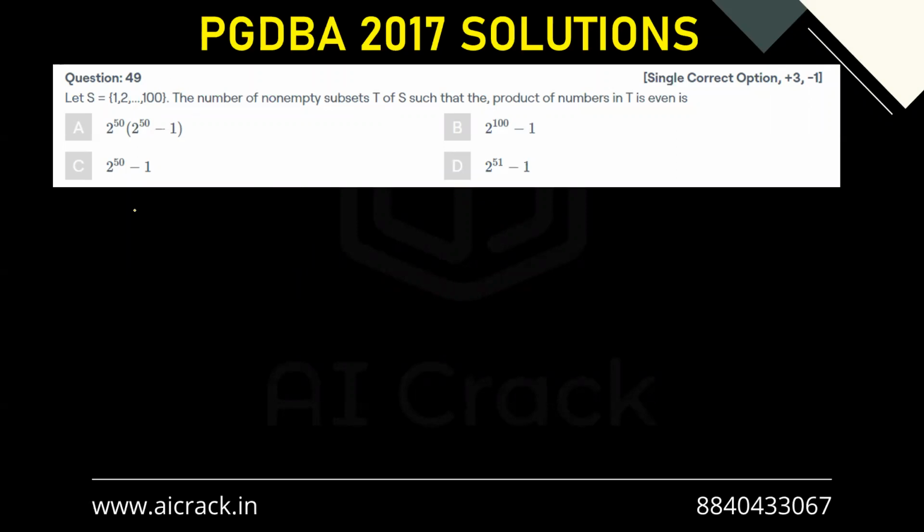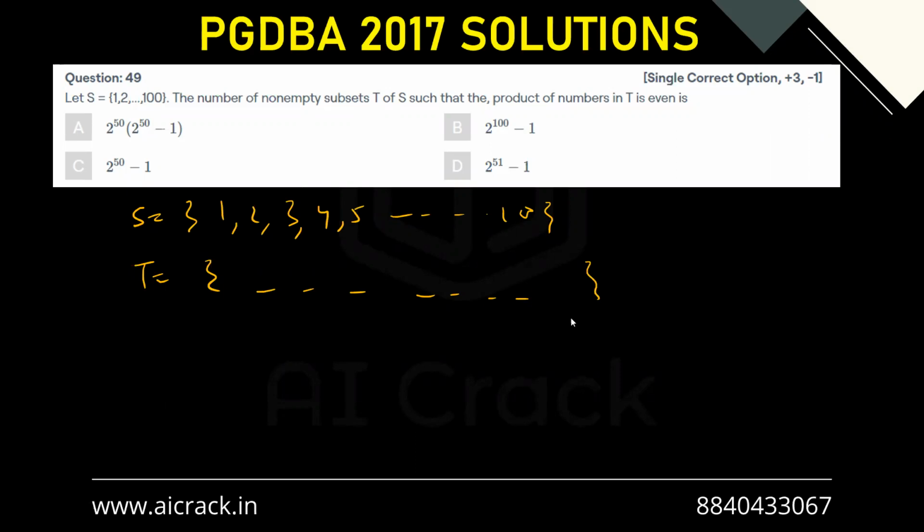Let S equal the set 1, 2, 3, 4, 5 till 100. We have to find the number of non-empty subsets T of S such that the product of numbers in T is even, right? So basically we have this subset T with various numbers in it. Now we have been given one condition: the product of numbers inside the subset should be even.